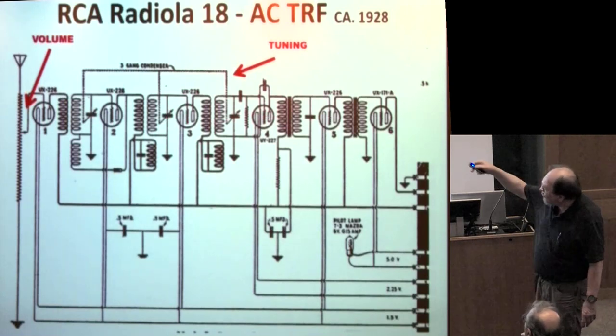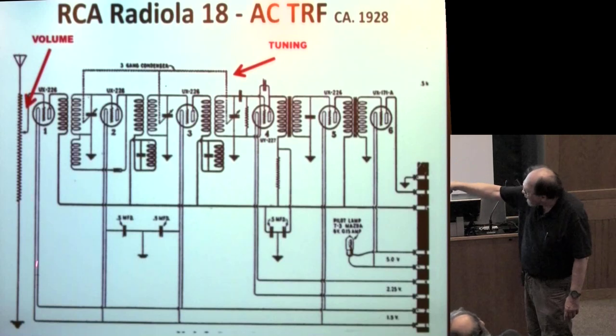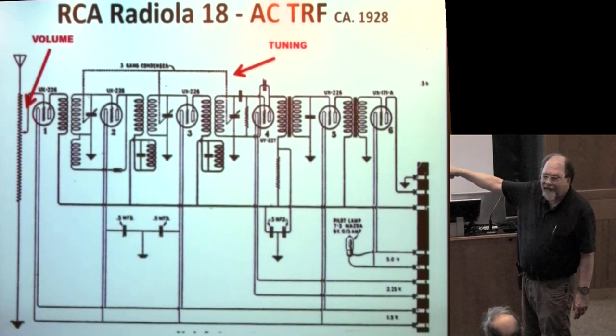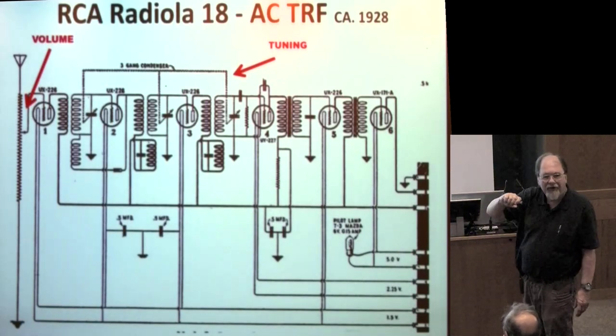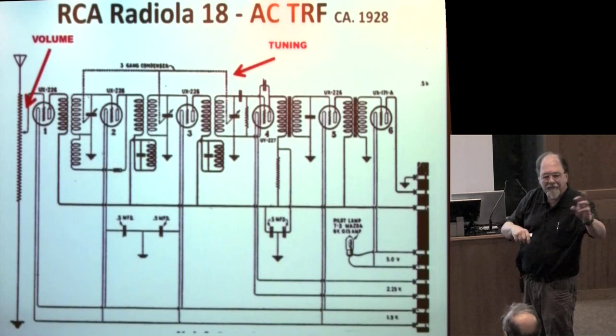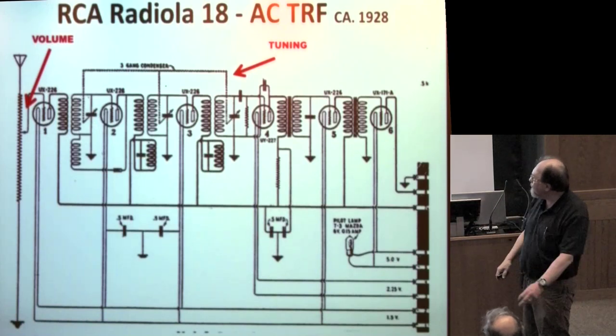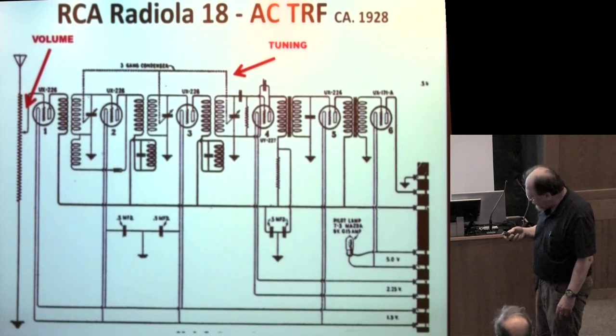And the way they control this is out here in the antenna ground circuit. There's a potentiometer, a variable resistor, a volume control right on the antenna. And that's how you do it. You still have the problem of blasting and missing stations when you tune across. So we're looking for solutions to that.